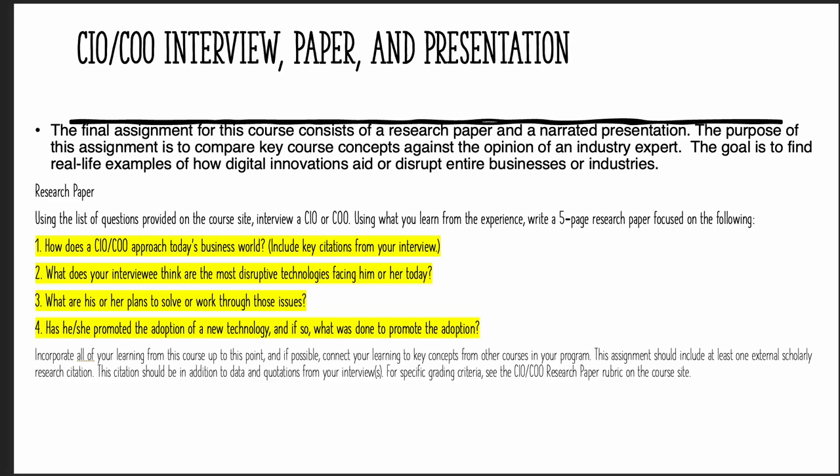So these are headings for sections. Okay, I want to see these bold headings so I can tell what you're talking about in each section, and just walk through it. And it's going to help greatly when you interview somebody to have these in front of you, and you can make notes and things. Anyway, how does the CIO or COO approach today's business world? Include key citations from your interview. Okay, so what do they think? And you should work early on this, to make sure you can have somebody ahead of time. But this should give you some pretty eye-opening examples, I would think.